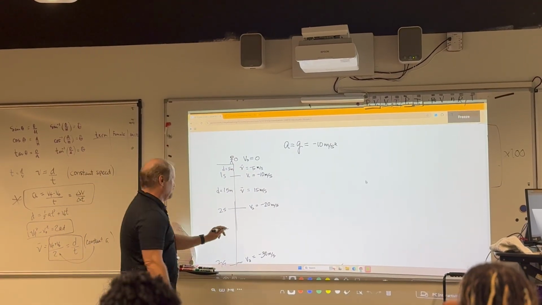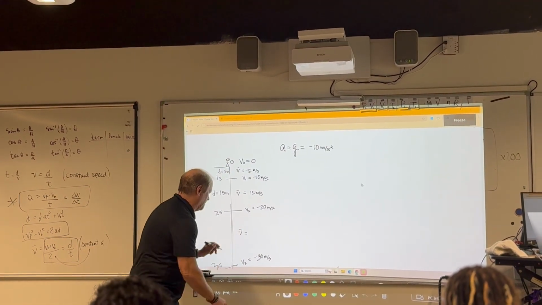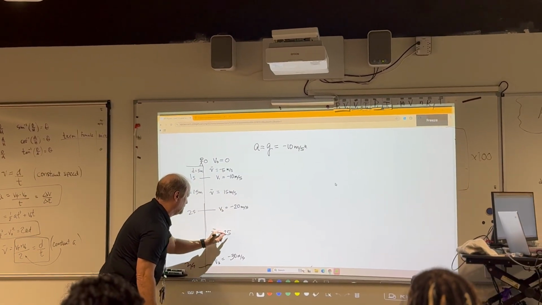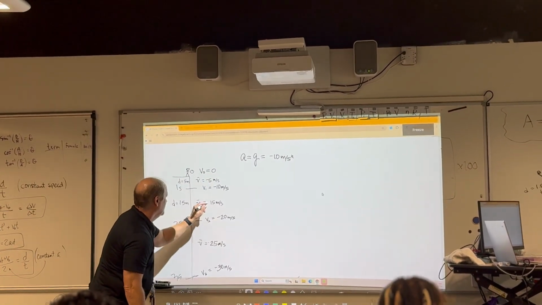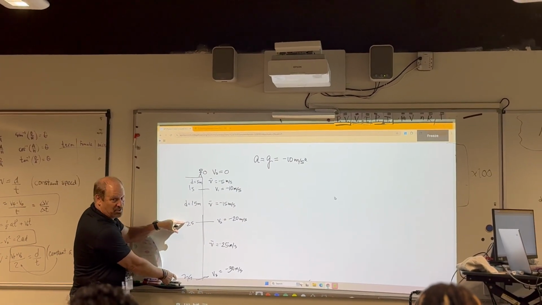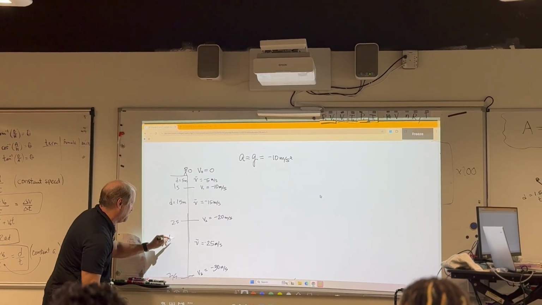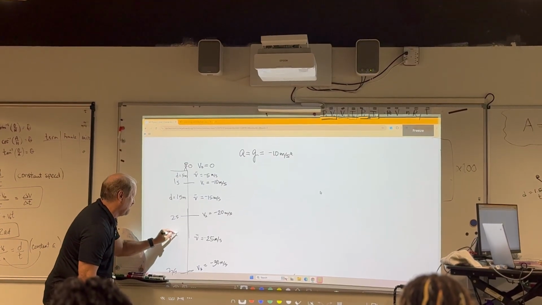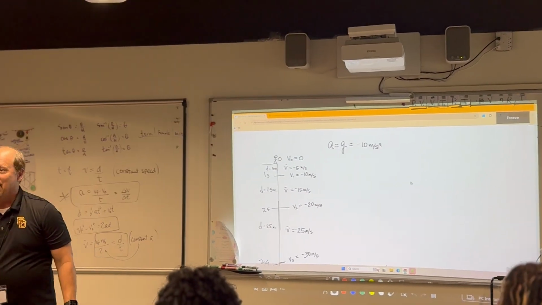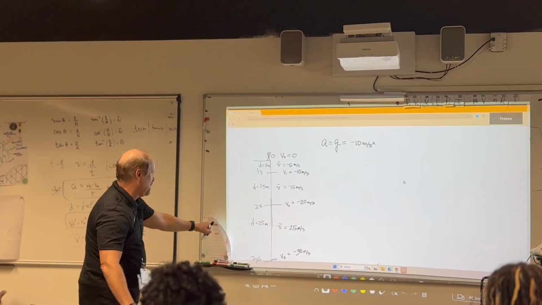Now, what's the average velocity between these two? Negative 25 meters per second. So 1 second interval, right? 2 seconds to 3 seconds. What's the distance that it falls? 25 meters. Add them up. How far did it fall?